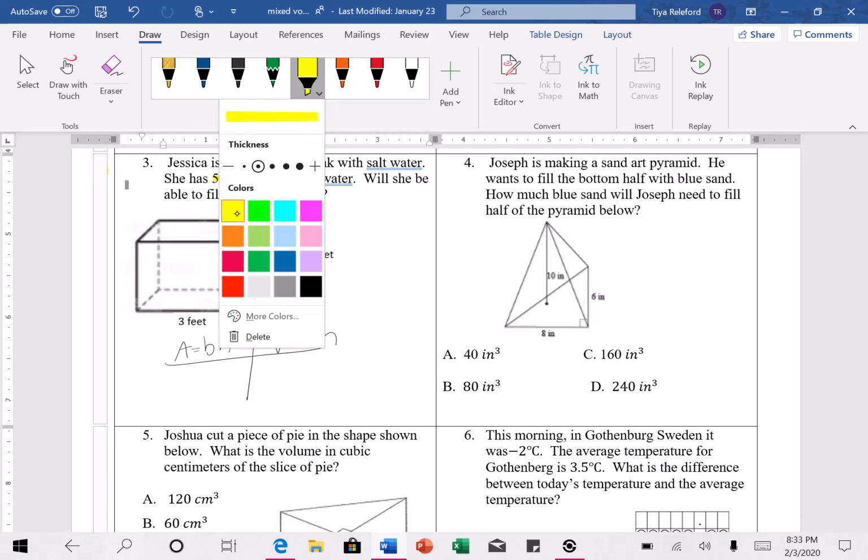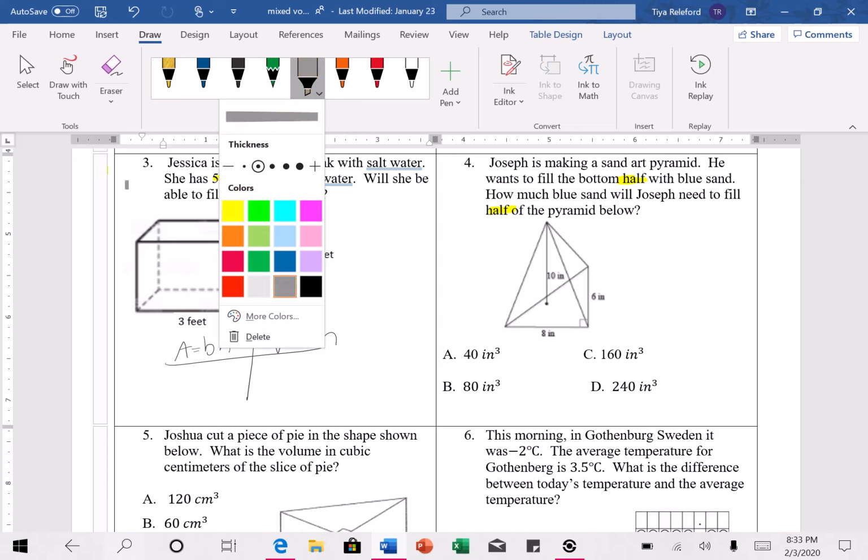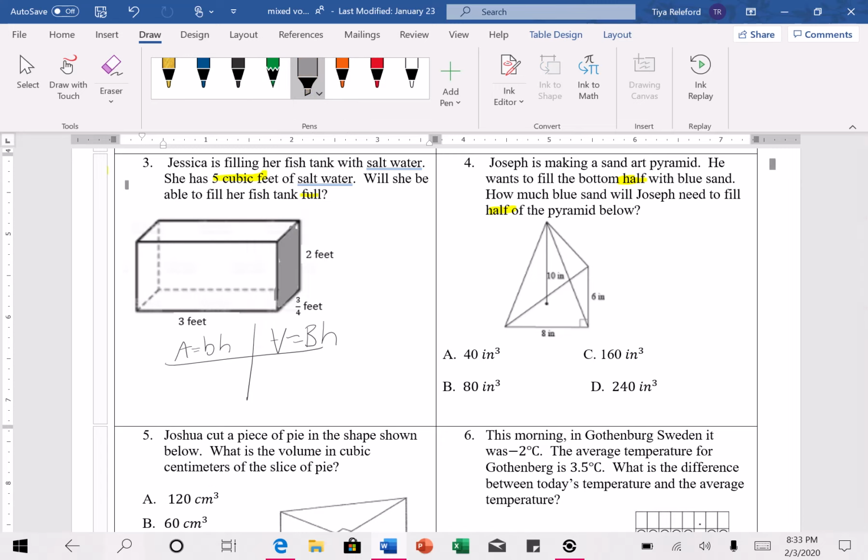Number 6, Joseph is making a sand art pyramid. He wants to fill the bottom half. Will Joseph need to fill half of the pyramid below? This is where they trick you. How much of the pyramid does he want to fill? Only half. So we need to find the volume and then cut it in half. How do you cut it in half? You divide by 2. So we're going to shade the base of our pyramid.